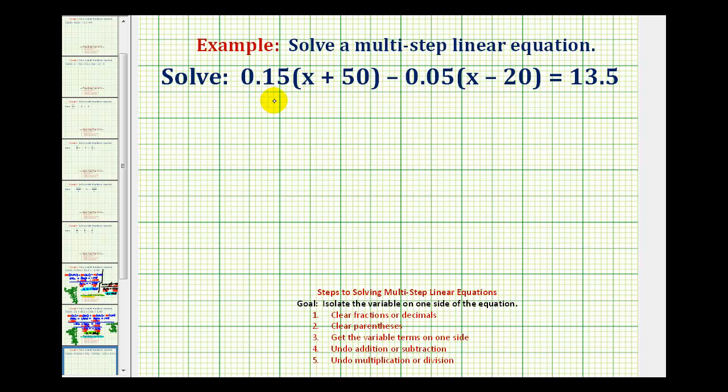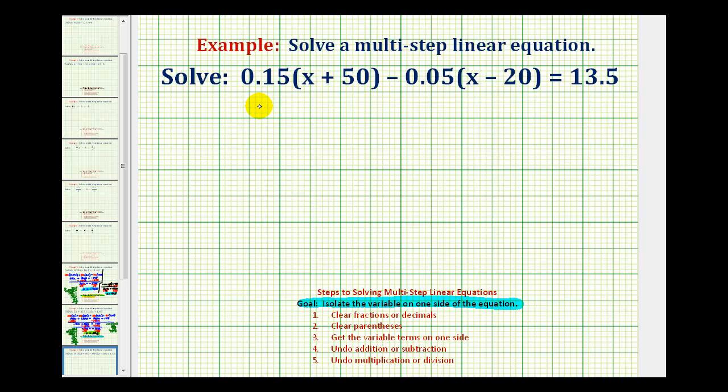We want to solve the given linear equation, which means you want to isolate the variable on one side of the equation. And there are some guidelines for solving an equation like this here in red. The first thing we want to do is clear the decimals from this equation. Remember, the shortcut for multiplying by a power of 10 is just to move the decimal point to the right.